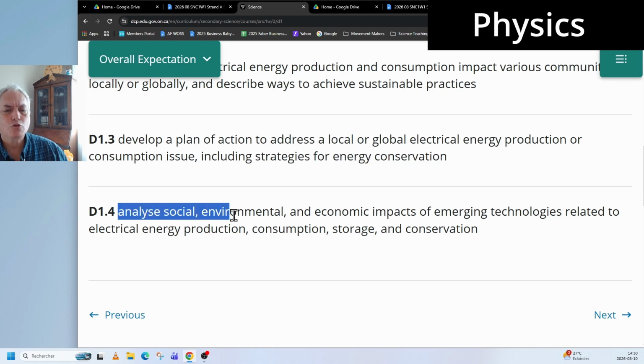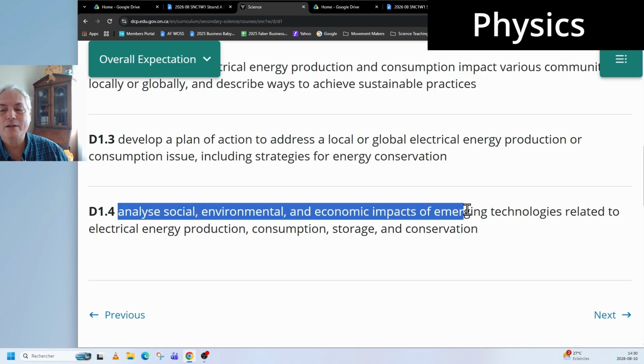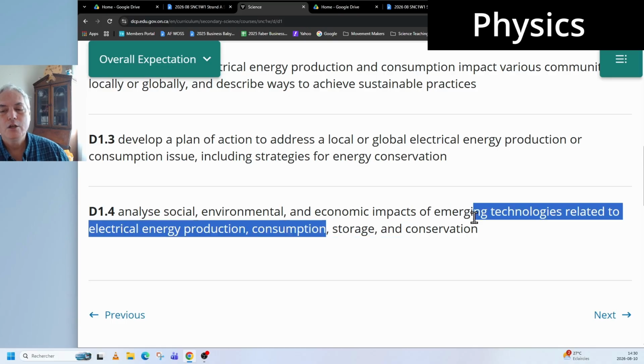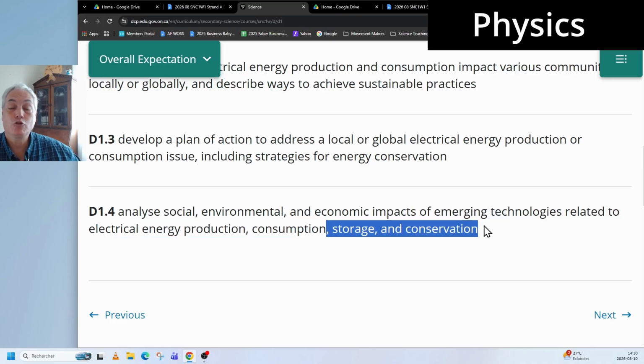And here, analyze social, environmental, and economic impact of emerging technology related to electrical energy production, consumption, storage, and conservation. So a lot of work is being done with respect to a variety of sources of electricity, how we can store them. So for example, if you have solar panels or windmills, can we have battery storage so that energy can be used at other times?